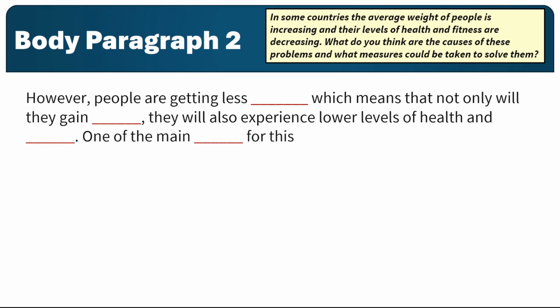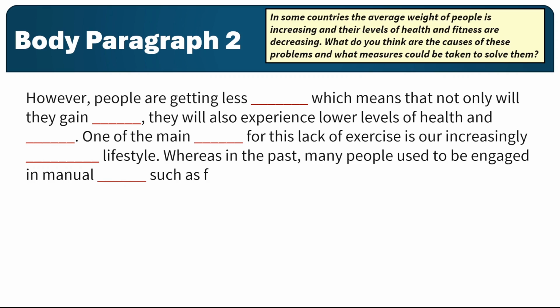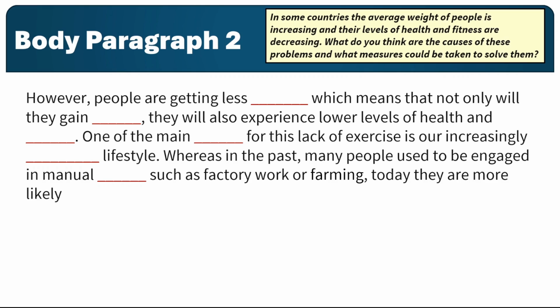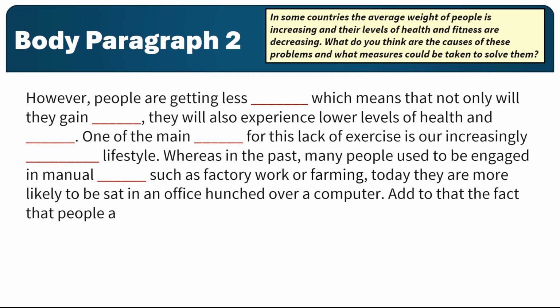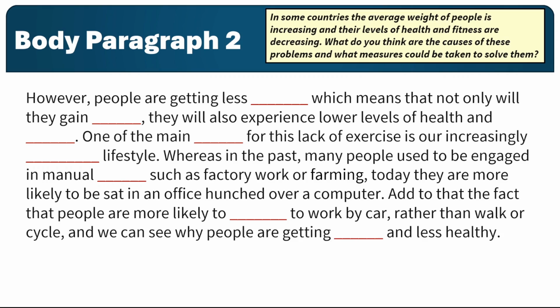"One of the main blanks for this lack of exercise is our increasingly blank lifestyle." Can you guess what that blank might be from the vocabulary section of this video? "Whereas in the past, many people used to be engaged in manual blank, such as factory work or farming, today they are more likely to be sat in an office hunched over a computer. Add to that the fact that people are more likely to blank to work by car, rather than walk or cycle, and we can see why people are getting blank and less healthy."